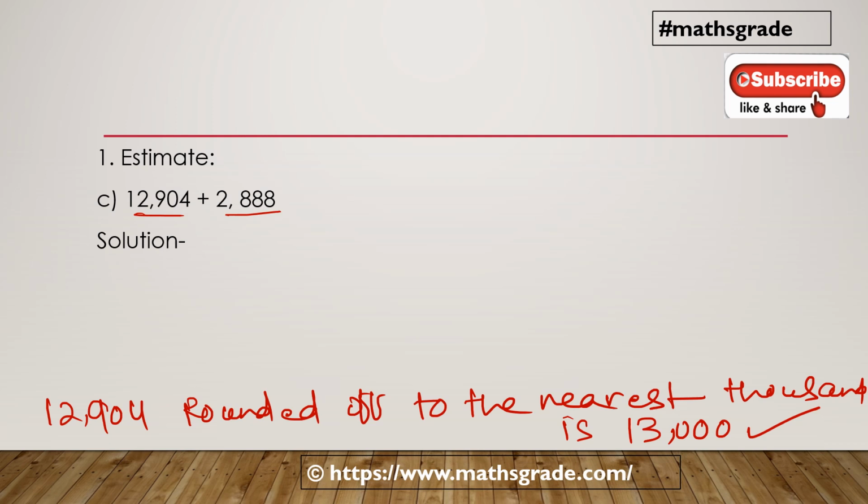Now we round off this number 2,888 to the nearest 1,000. In 2,888, the 100 place digit is 8. 8 is more than 5. So we add 1 to the 1,000 place digit, that is 2 plus 1 is 3, and just write down 0 in 100 place, tens place and unit place digit.